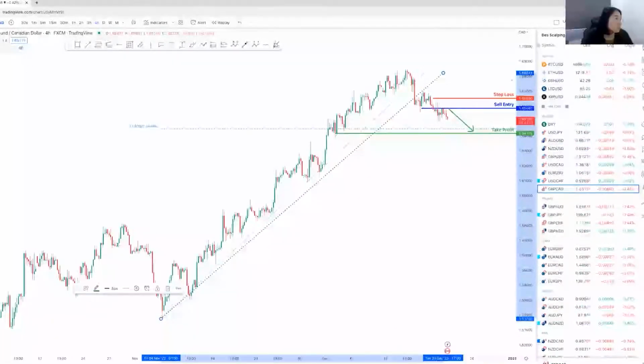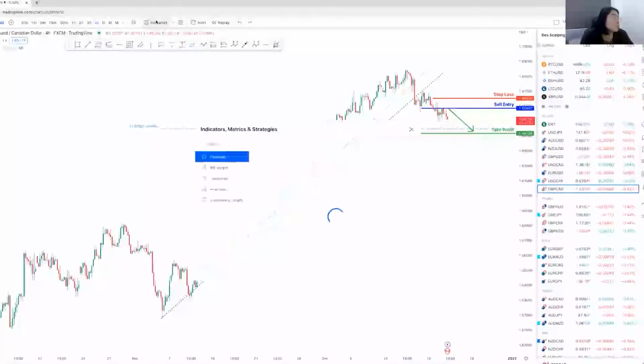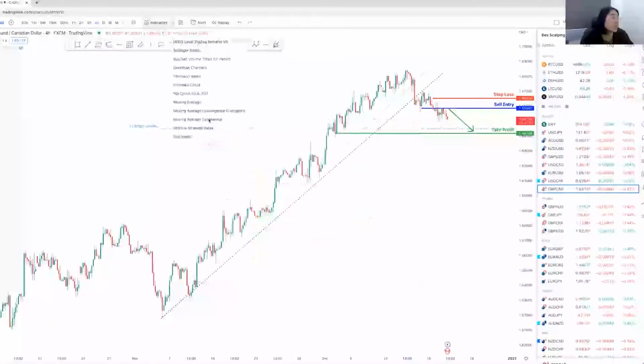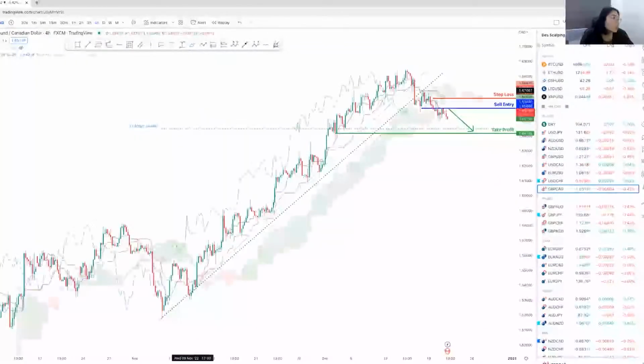I realized there was a break of that trend line. Whenever there's a break of something, I need to confirm it. So I pull out things like Ichimoku. Ichimoku is an indicator that helps with trend identification. And true enough, Ichimoku breaks the cloud as well.